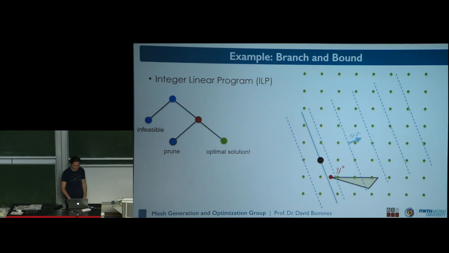Which means that at this point here we can just prune the rest of the tree, and we have proven that we found the optimal solution. So in this case here, by solving 5 continuous problems.